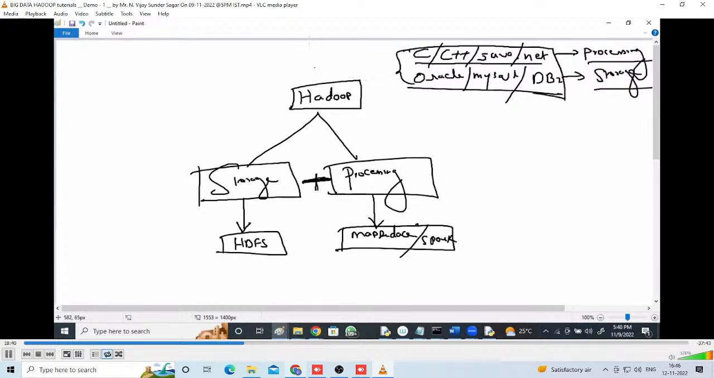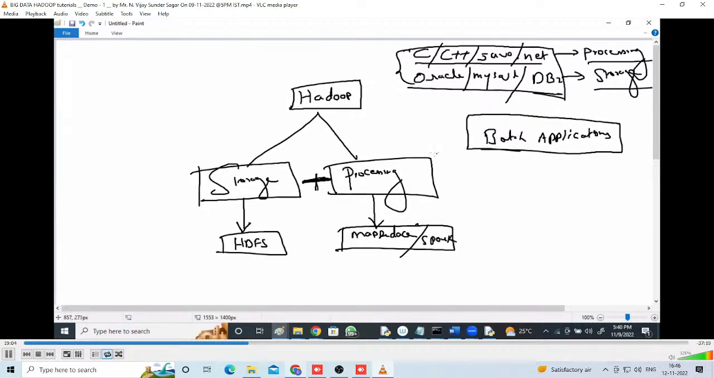We need to understand what purpose Hadoop is for, and what kind of applications we can develop by using Hadoop. Hadoop is meant for storage and processing. For storage, HDFS, and for processing, MapReduce or Spark. Hadoop is meant for batch applications. Hadoop is not for online applications.